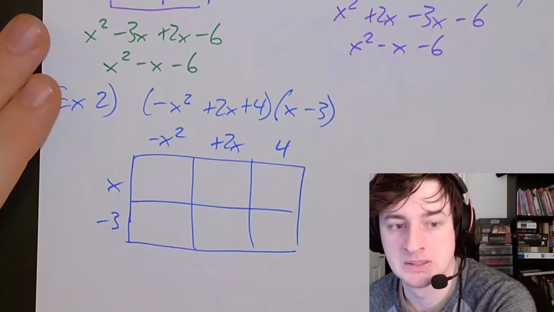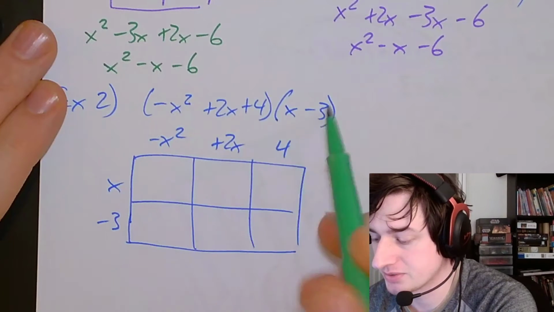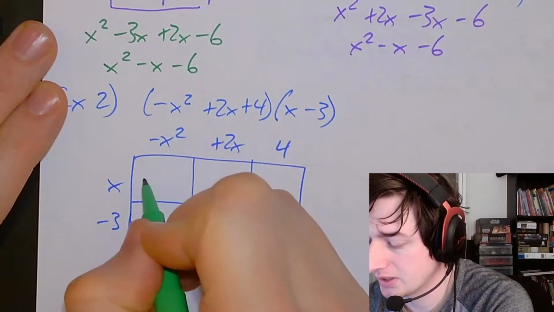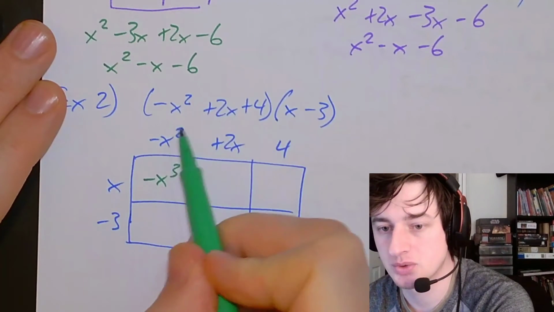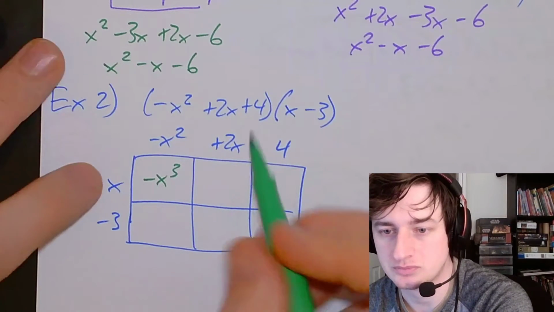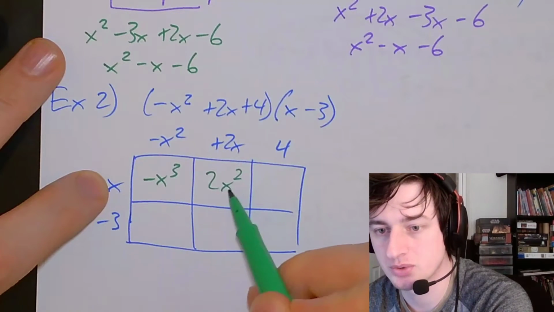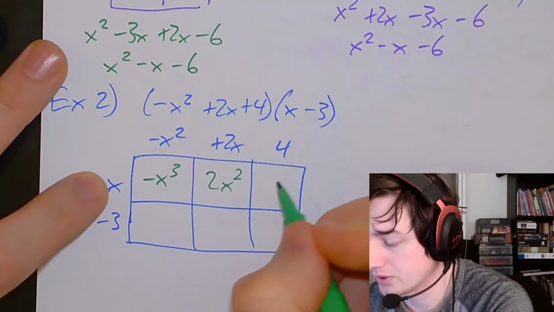Okay. So we're just going to multiply everything. Every box piece. So minus x cubed. We have an x squared and an x. That makes 3 x's being multiplied. x cubed. 2x squared. x times x gives us the x squared, and we have the 2. And then a 4x over here.